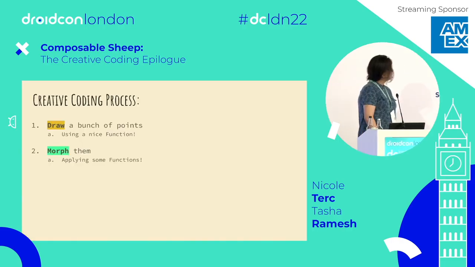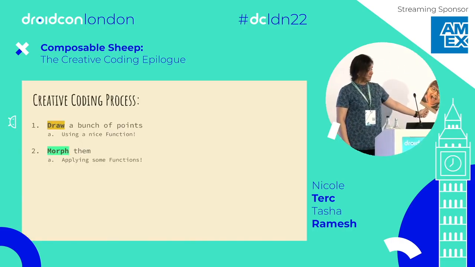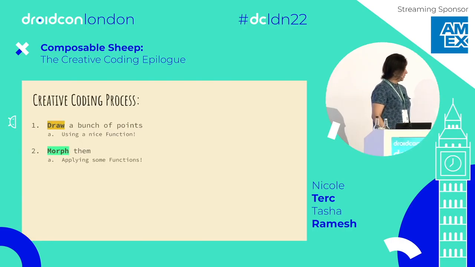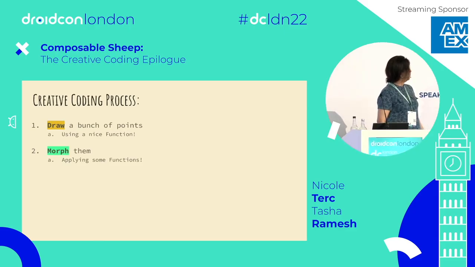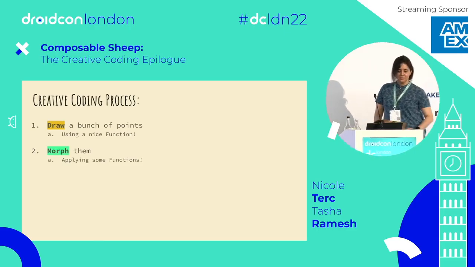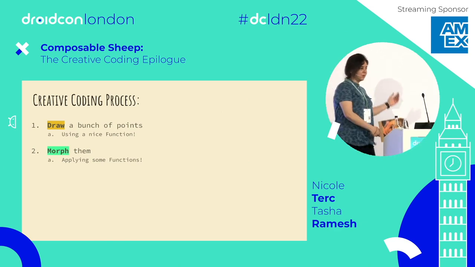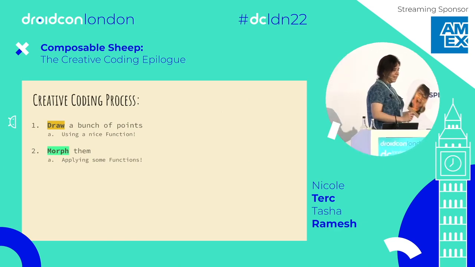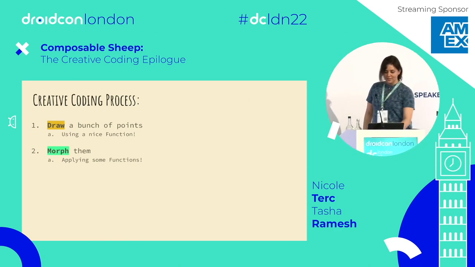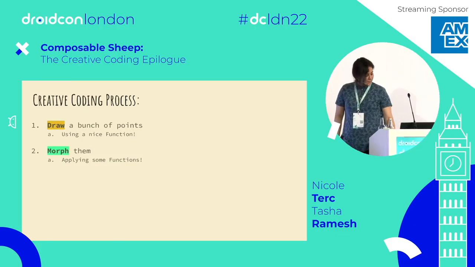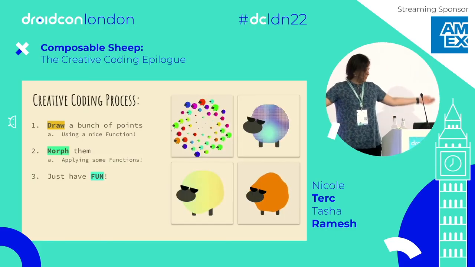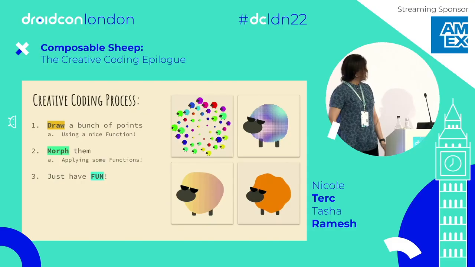So wrapping up, this is our creative coding process that we highly encourage you to start with before you start experimenting around. The first step is to draw a bunch of points using functions. The next step is just to go wild and start morphing them. That's it. But remember, folks, the most important part of all of this is just to have some fun.